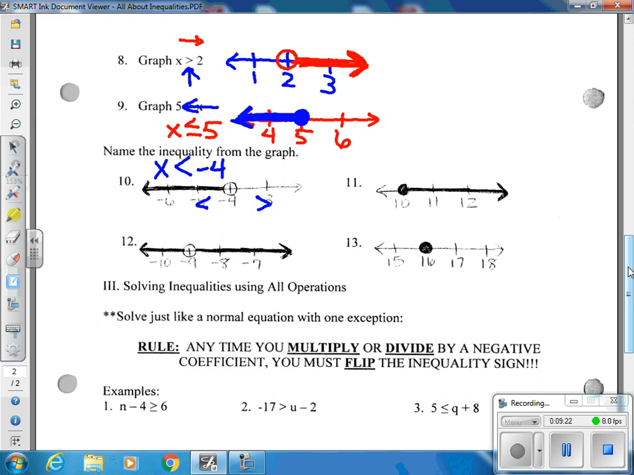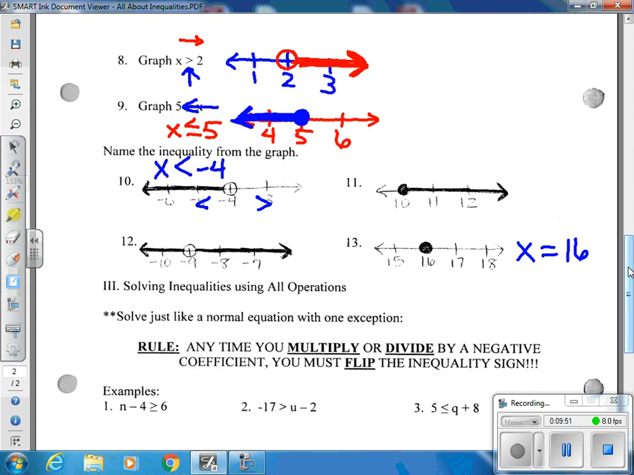Now, when you go to number 13, you'll notice there's no shading. And that's because this is not an inequality. All this graph is saying for number 13 is that the answer can be 16. So we say x equals 16. So you won't see this happening, because it's not an inequality. That's an equation's graph. That's what the dot looks like when you graph an equation answer, but that's technically not an inequality. So I wanted to make sure you see the difference between those two.